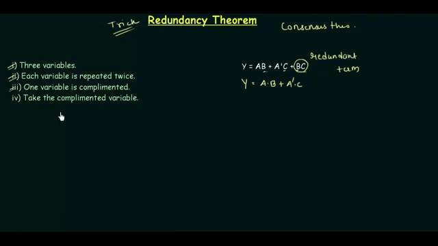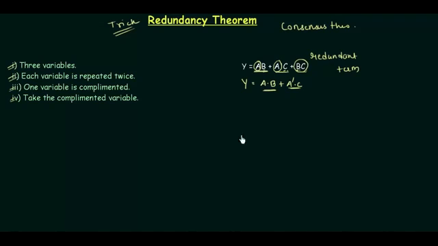Condition number 3 says one variable is complemented, and A is complemented, whereas B and C are not complemented. And the last condition says take the complemented variable. You have to take the terms in which the complemented variable is there. A was complemented, so I took AB, or A complement C. In the last term there was BC but no A, therefore I omitted BC. So this is how you have to use the redundancy theorem. It is a very simple trick to apply, and you can also prove it.